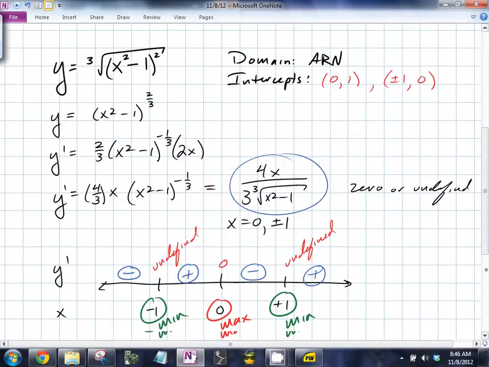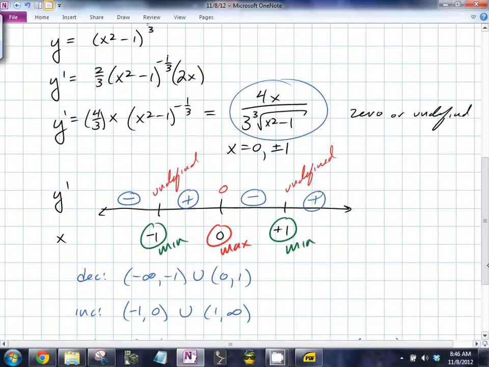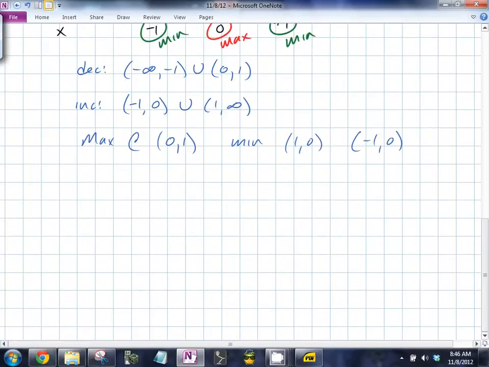And then we know that there are mins where? We already found the other 2 mins, which is kind of cool. The mins are negative 1, 0 and 1, 0. Great. So we have the mins and maxes. That's fantastic. Now we have the domain, the intercepts, and the mins and maxes. What's next? Let's examine concavity. Exactly. Concavity.